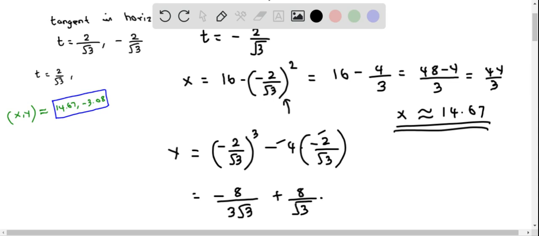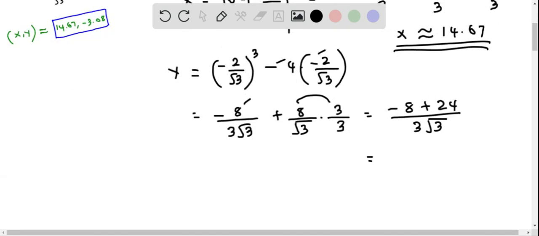So to make the common denominator, we multiply the second fraction by 3 and divide by 3. And so this equals negative 8 and positive 24. So I write negative 8 plus positive 24 divided by the common denominator, which is 3 root 3. And negative 8 plus 24 is 16 divided by 3 root 3. And its decimal approximation is positive 3.08. So y is approximately 3.08.